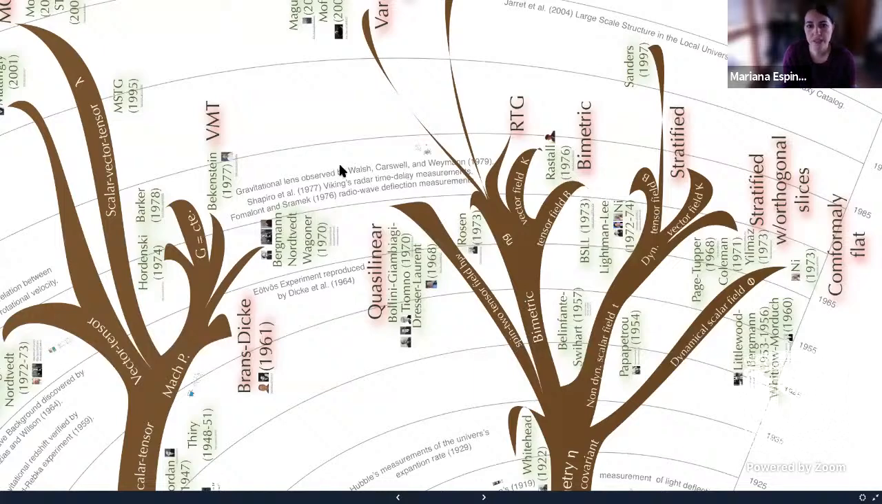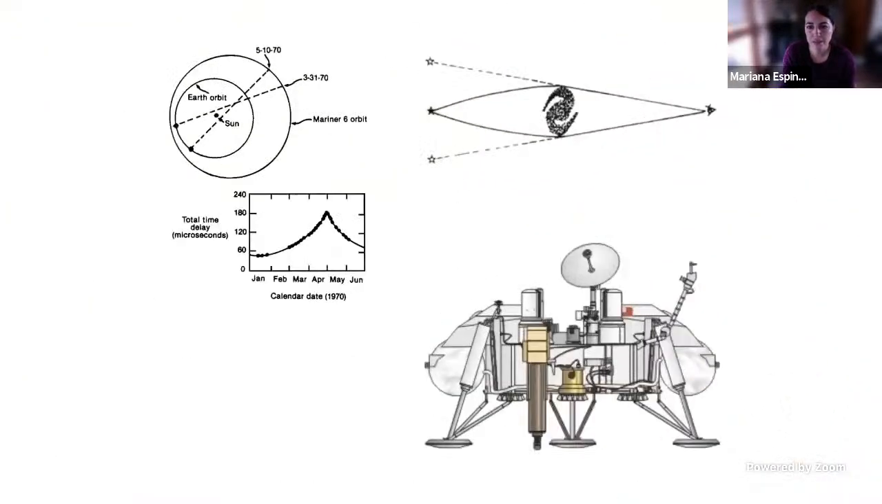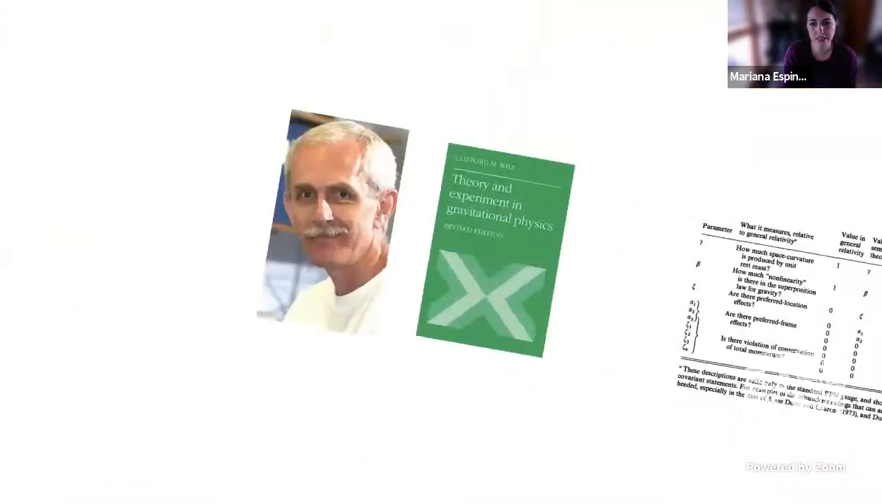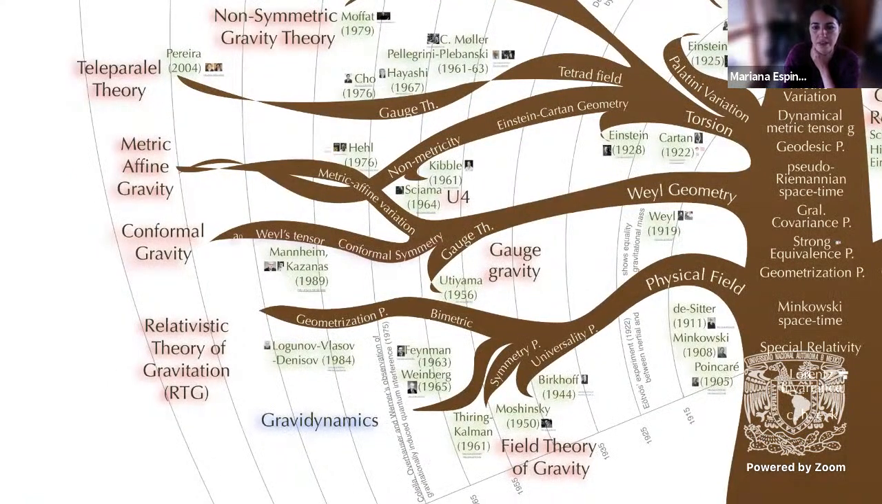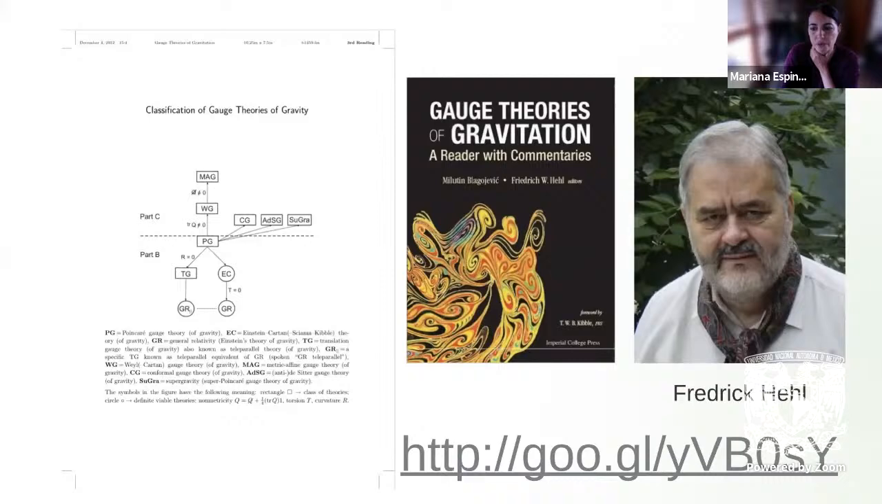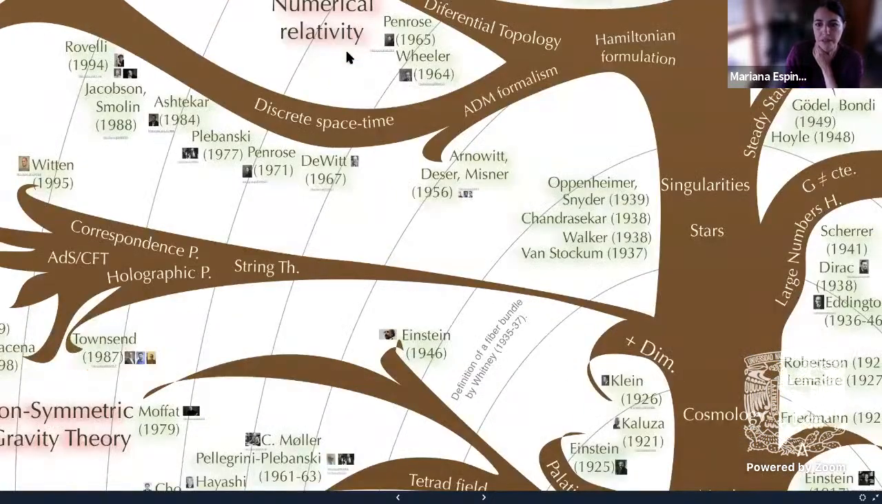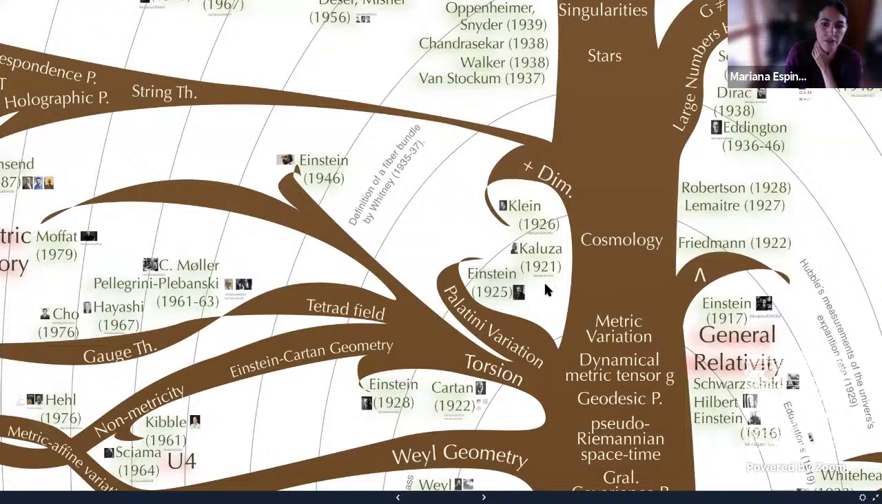The branches are the theories. But in some other cases, they might actually make new theories grow. Okay, I'm going to quickly go through all of these works. For example, on gauge theories, numerical relativity, string theory, loop quantum gravity, all of these come from the center, from ideas of more dimensions of Kaluza and Klein, Einstein and Cartan with the torsion ideas.